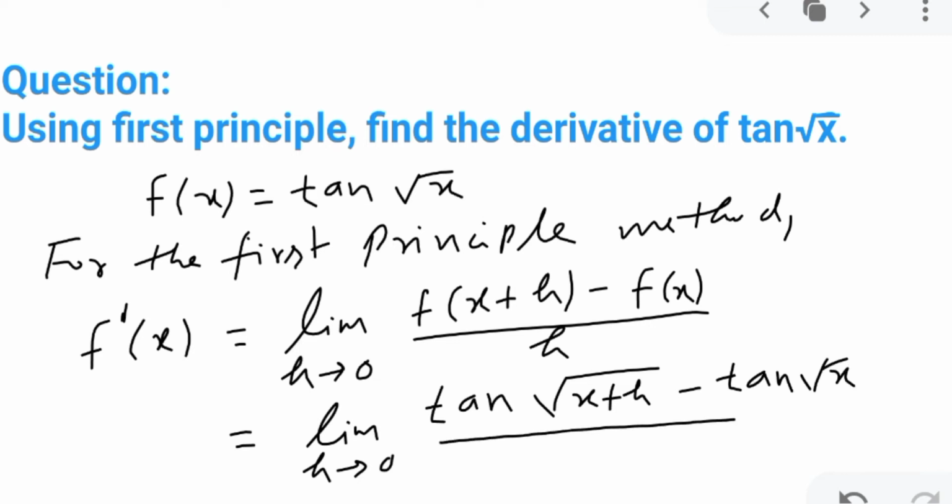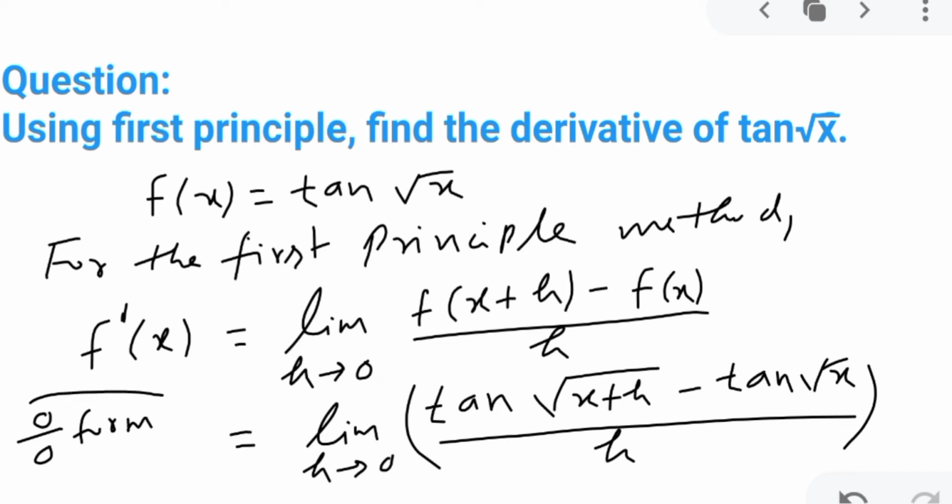divided by h. Okay. Now when you check this, you will get 0 upon 0 form. If you put h as 0, then tan root x minus tan root x is 0, and below is also 0. So we will get 0 upon 0 form. Okay. So we will simplify this. So how am I simplifying?